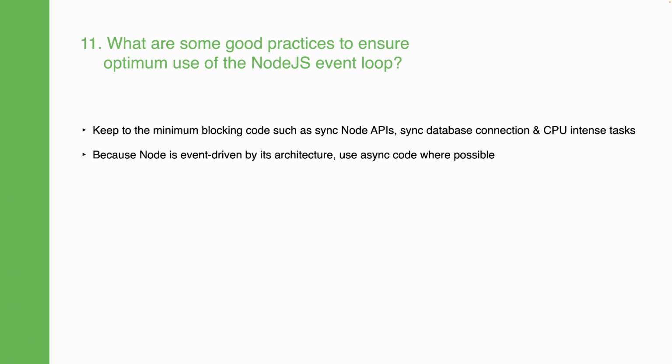Because Node is event-driven by its architecture, use async code where possible. This involves using async Node.js or third-party library APIs, promises with either async await or callbacks. Callbacks themselves should be kept as simple as possible, i.e. no side effects. This makes code easier to understand and maintain.